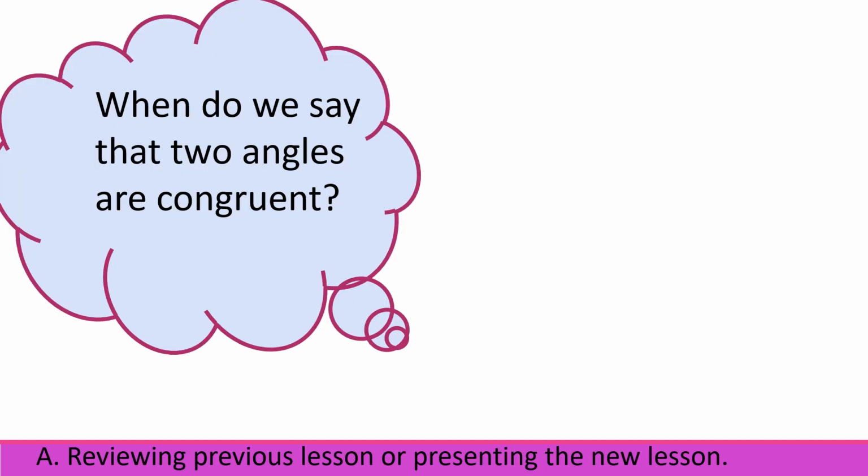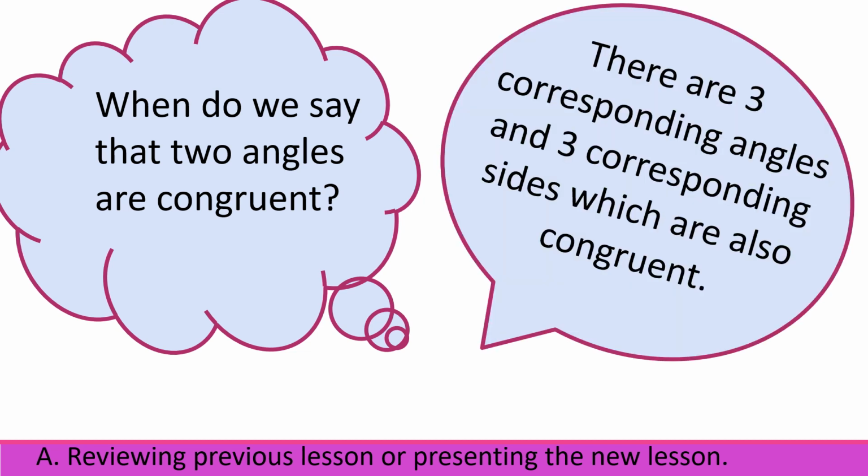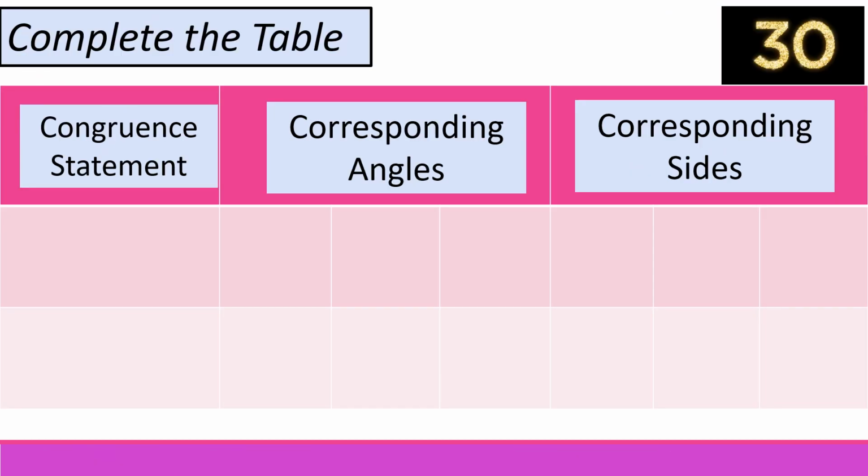Okay, before proceeding, let me check first your knowledge in our previous lesson by answering this question. When do we say that two angles are congruent? Okay, when there are three corresponding angles and three corresponding sides which are also congruent. Okay, with that knowledge, we are going to have this activity.